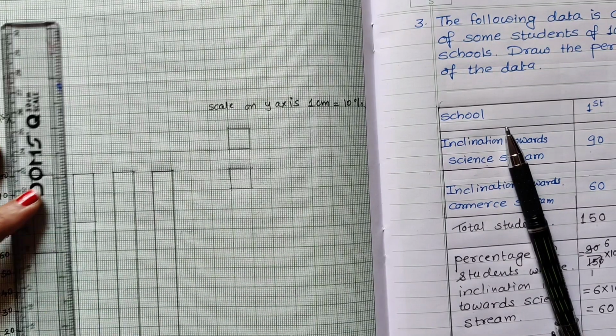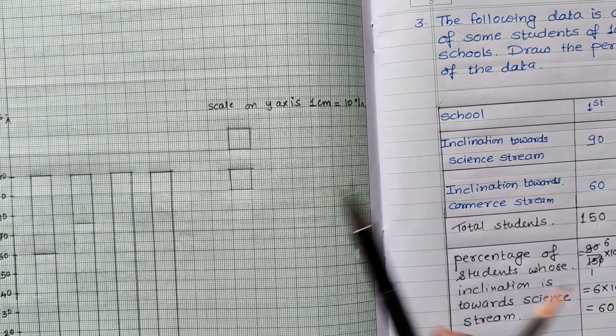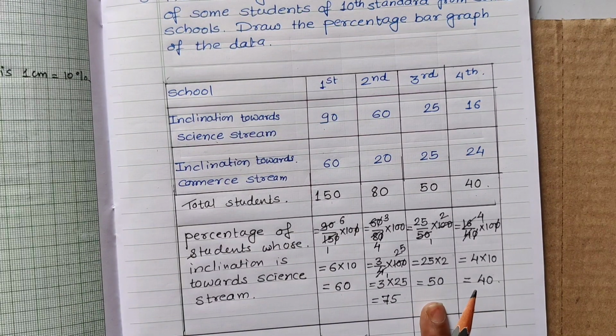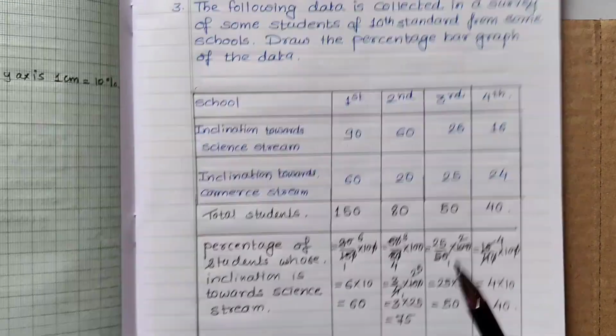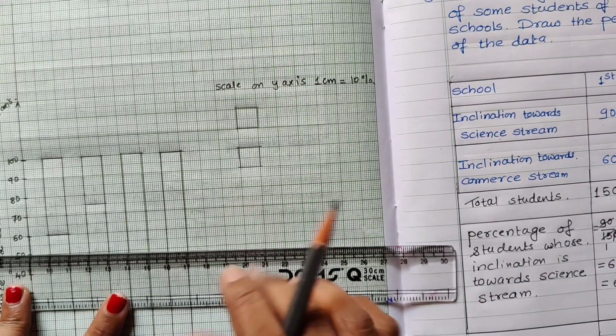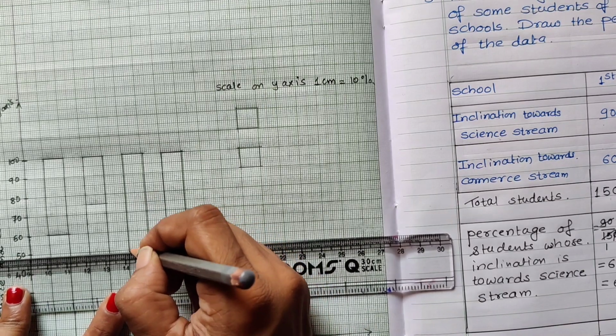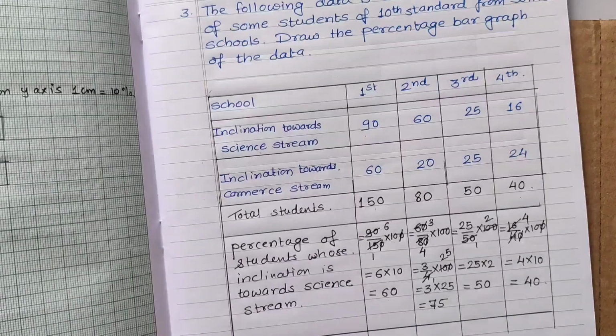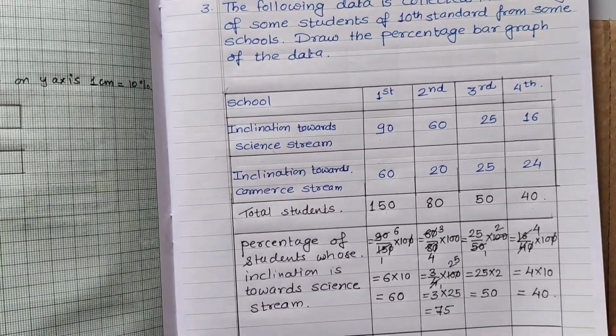Then for the third school, 50% students want to go to science and 50 for commerce, so we have to divide it at 50. So let us divide it at 50. The third bar we have to divide at 50, and then the fourth bar we have to divide at 40. So divide the fourth bar at 40.